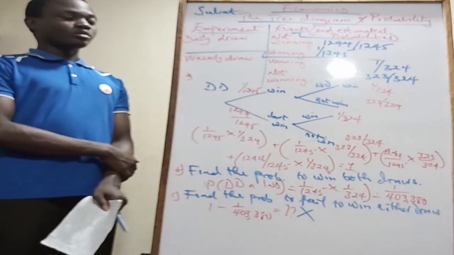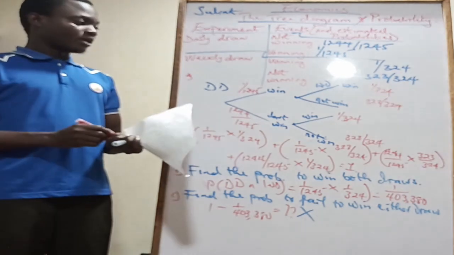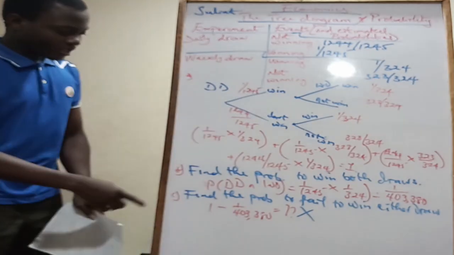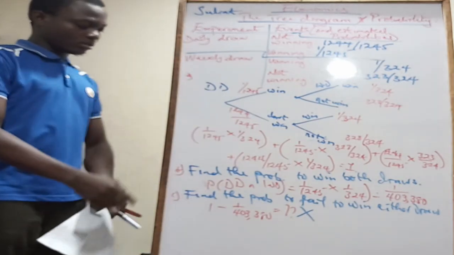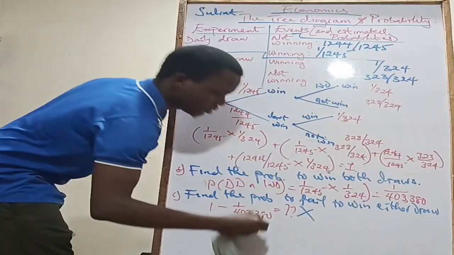So that's what we are going to do. The probability of not winning the daily draw and not winning the weekly draw. So find the probability as she fails to win either. So that's the correct approach, not this other one. So I can take this guy out.